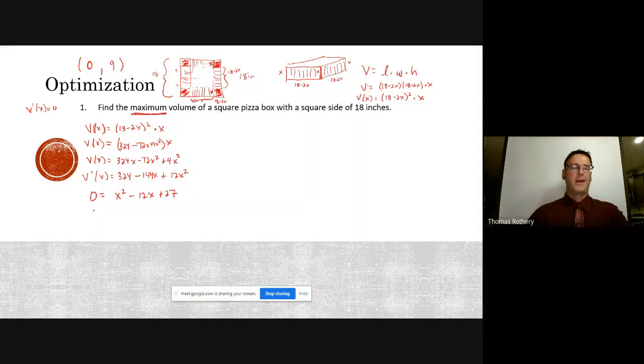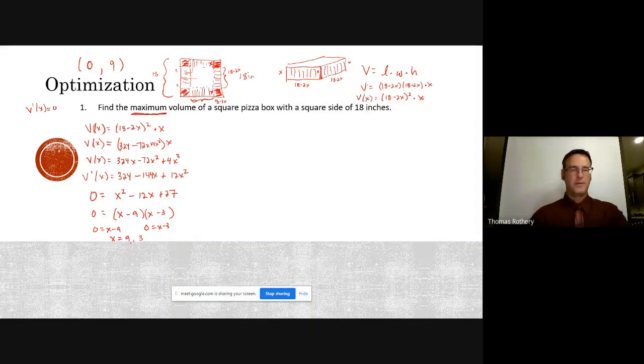Some people say, hey, can I take this and just put it in my calculator, graph it, and find the roots, the zeros? And you could, certainly. But I just think it's easier sometimes to not use your calculator if things factor. And in this case, they do. Two numbers that multiply to give you a positive 27 and add to give you negative 12 are 9 and 3. So I'll solve and we'll set each one equal to 0. And we got 9 and 3.